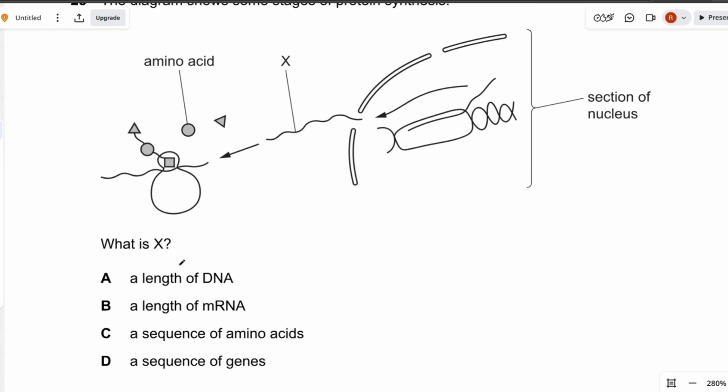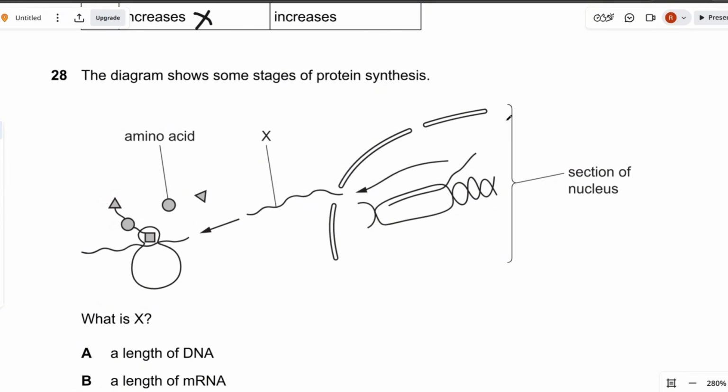The diagram shows some stages of protein synthesis. What is X? Let's look at the diagram. So this is a section of the nucleus. We can clearly see that this is a double-stranded DNA molecule. It is being unzipped, and a copy of it is being made. This copy is known as mRNA. It travels outside of the nucleus through nuclear pores into the cytoplasm, and this is X.